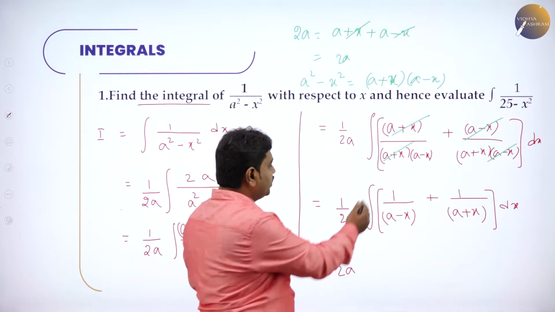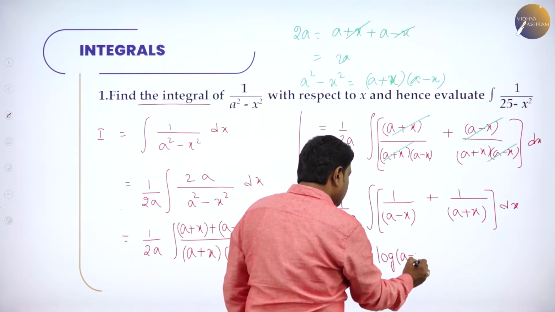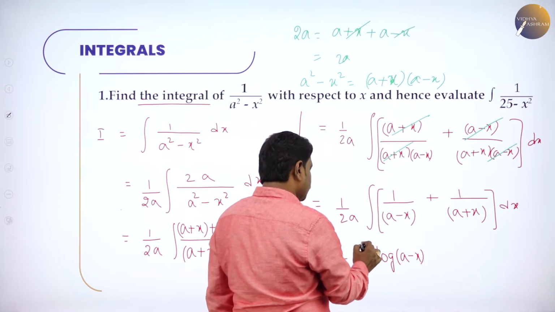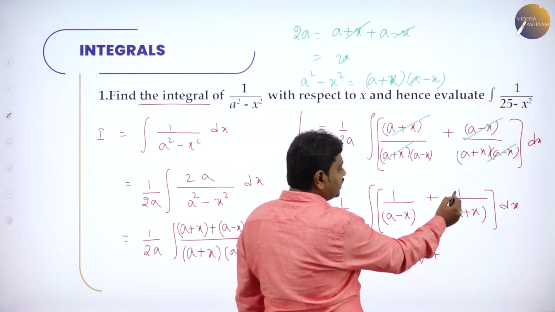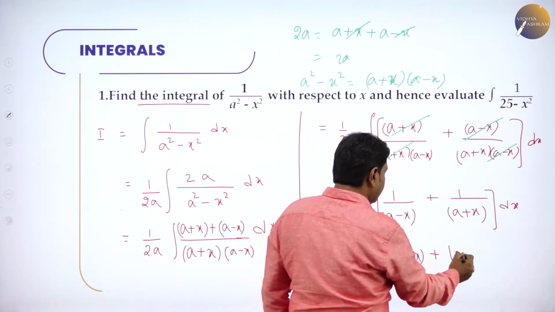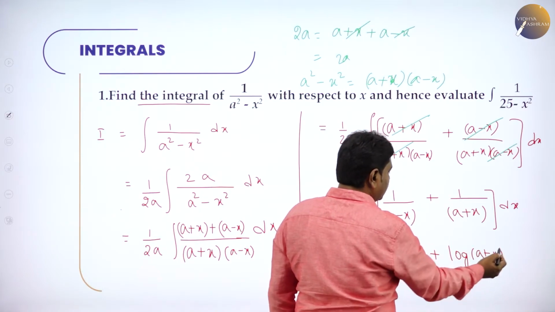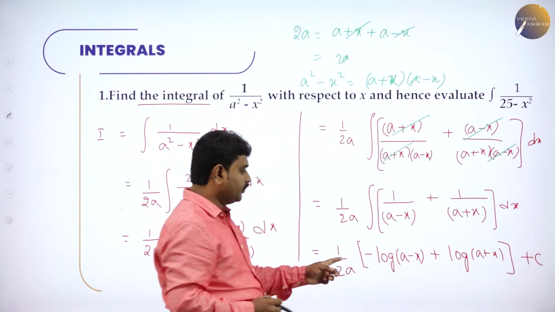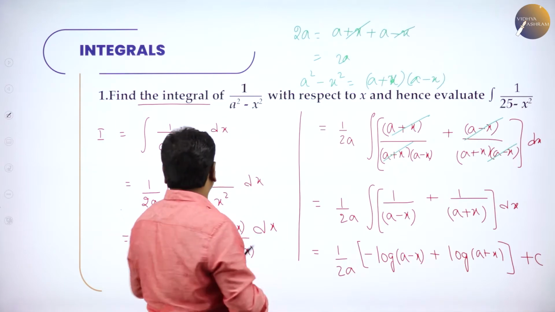Similarly, integration of 1 by a minus x is log of a minus x. And the coefficient of x, what is the coefficient of x? Minus 1. That comes out. 1 by minus 1 is minus 1. Plus integration of 1 by a plus x is log of a plus x, and the coefficient of x is 1. So 1 by 1 is 1. Outside plus. Now if you observe, first you write the positive term, then you write the negative term. So I'll rearrange.